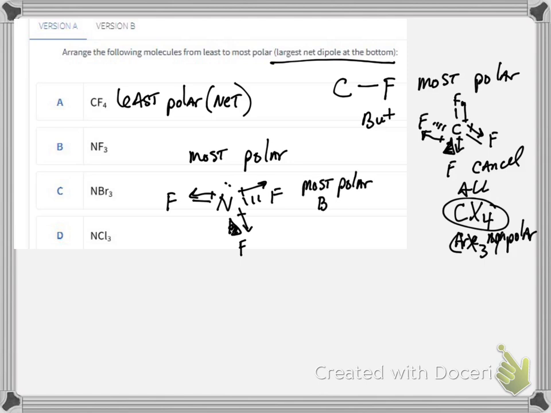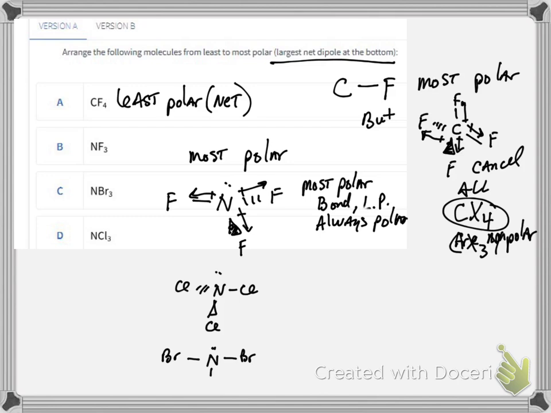So the most polar would be the nitrogen-fluorine bond. It's the shortest, and it's got the biggest difference in energy. So anytime a central atom has a lone pair, it's always polar. Then as the bond polarity goes down, nitrogen-chlorine is less polar than nitrogen-fluorine. So these three contributions to the net dipole are now weakening. The least contribution is the nitrogen-bromine bond. It's still going to be the least polar bond, while the nitrogen-fluorine is going to be the strongest.